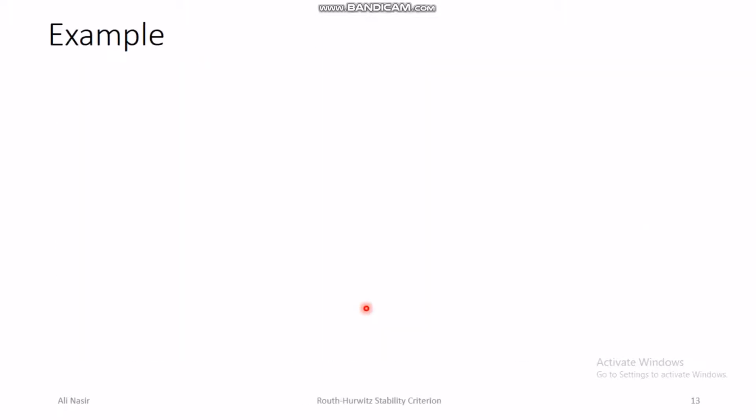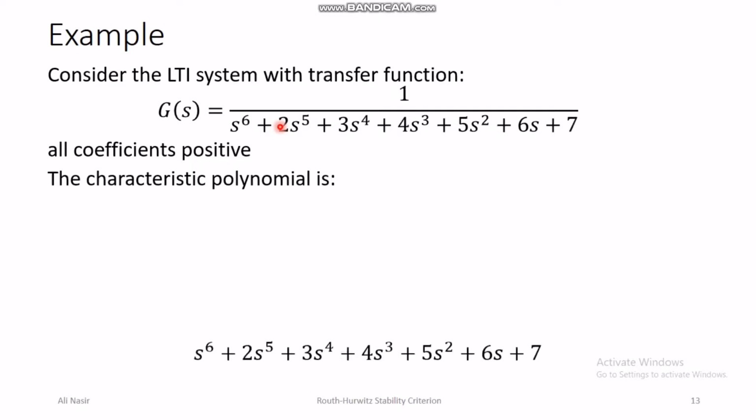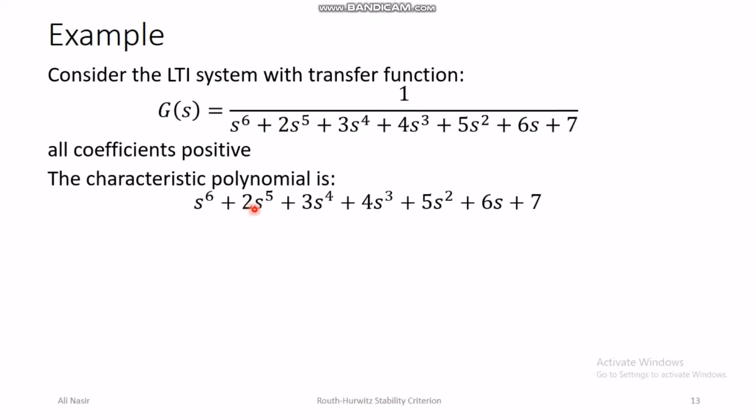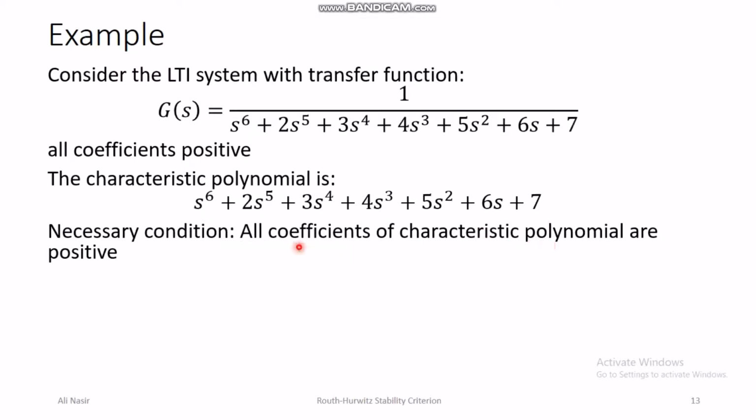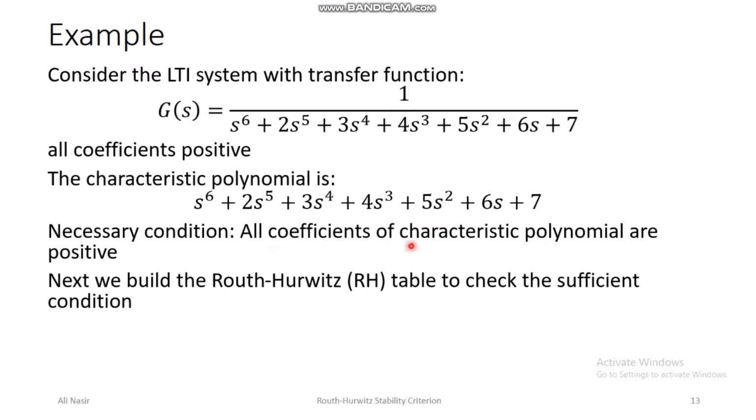So for example, let us consider the LTI system transfer function. This is a sixth order transfer function where the characteristic polynomial is s^6 + 2s^5 + 3s^4 + 4s^3 + 5s^2 + 6s + 7, and we wish to determine the stability property. You can see that all the coefficients in this characteristic polynomial are positive. So 1, 2, 3, 4, 5, 6, 7 all positive, and so the necessary condition is satisfied, so we can construct the Routh-Hurwitz table and check the condition.